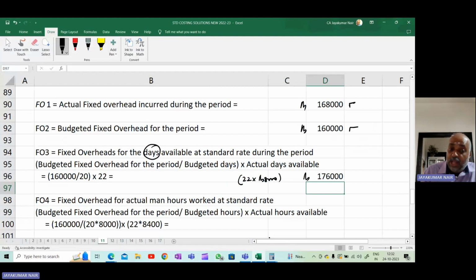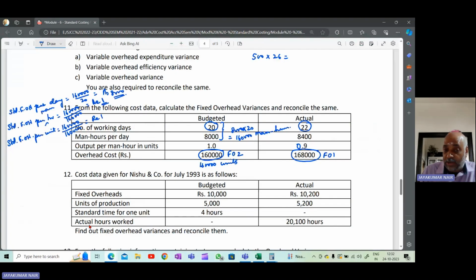Now coming to FO4, fixed overhead for the actual man hours worked. So what is the rate per man hour? You have already calculated, it is 1 rupee. And what is the actual man hours? If you want to find out actual man hours, please note man hours per day. Per day, it is 8,400. That is actual, and they worked for 22 days. Therefore, actual man hours worked is equal to 8,400 into 22. Because each day they work for 8,400 hours. So 8,400 into 22 is 1,84,800.